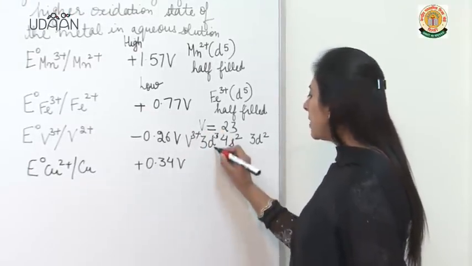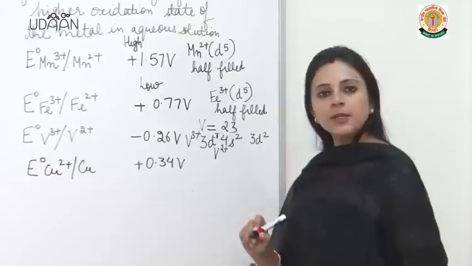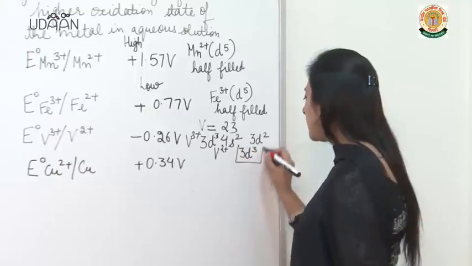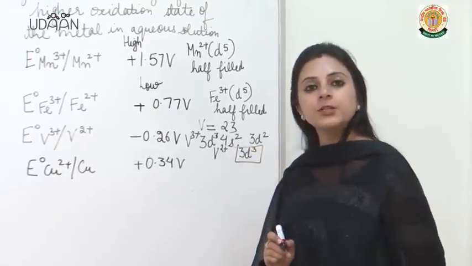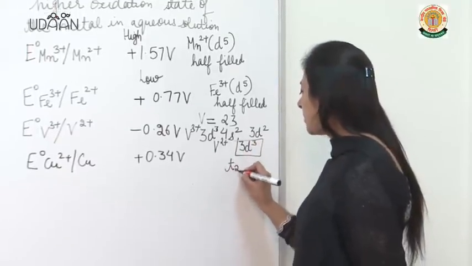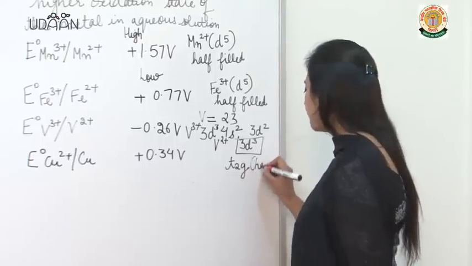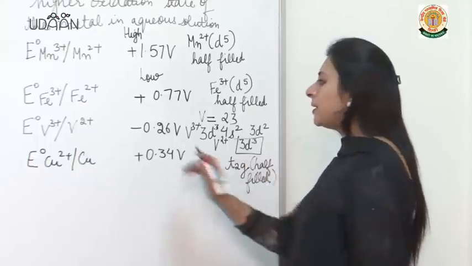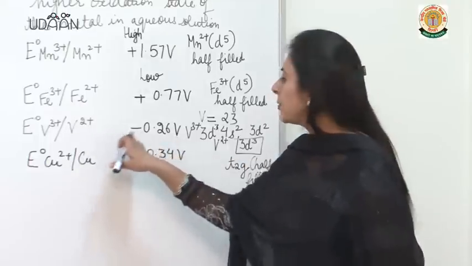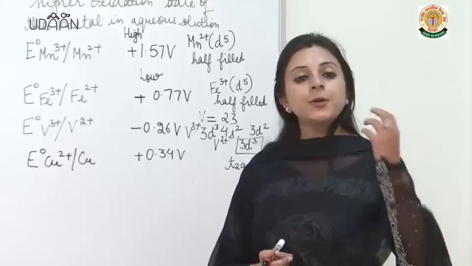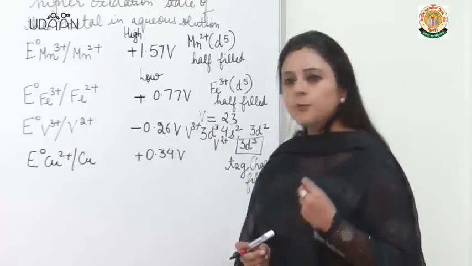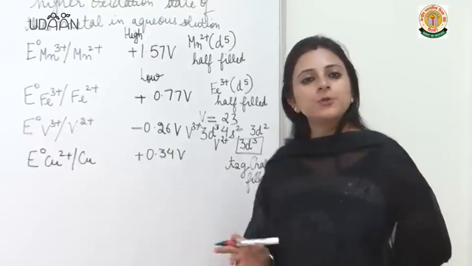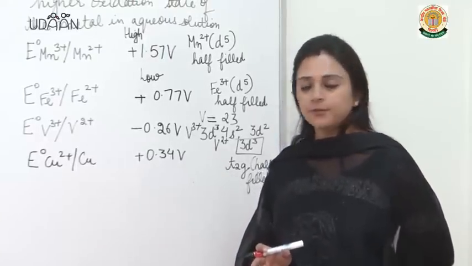But when I say V2+ का क्या मतलब है? That my configuration will become 3d3. Now what is the significance of this 3d3 configuration? t2g orbital becomes half filled, which is more stable. Now the low value here, what does this indicate? Negative electrode potential value indicates that it would like to get reduced to V2+ because the t2g orbital becomes half filled.